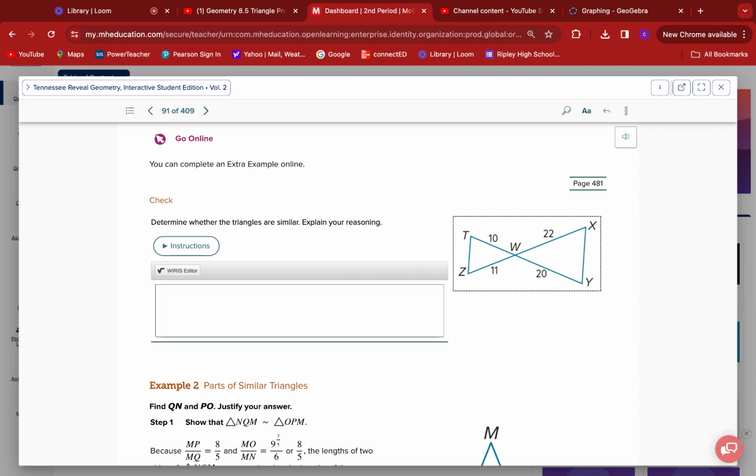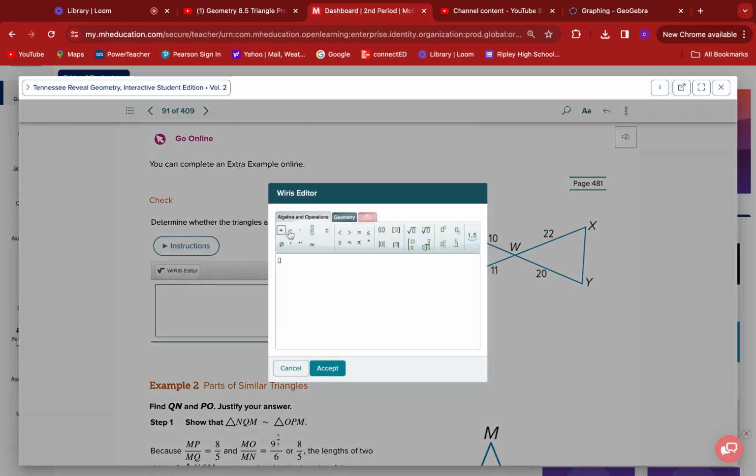Okay, so here we go. We need to see if they have the same scale factor because I already know that angle W on the left triangle and angle W on the right triangle are vertical angles. They're equal. Okay, so I need to match up. And that 10 right there goes with the 20. So 10 over 20 simplifies to 1/2.